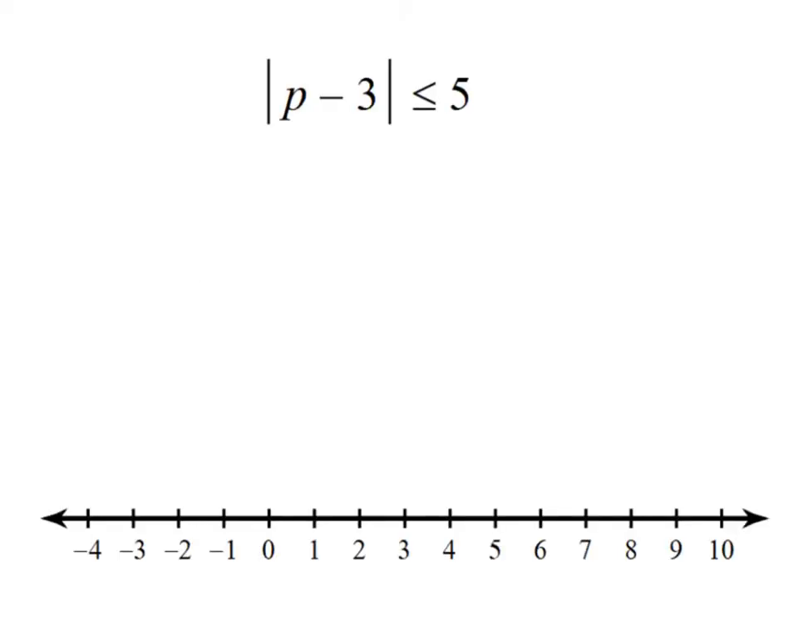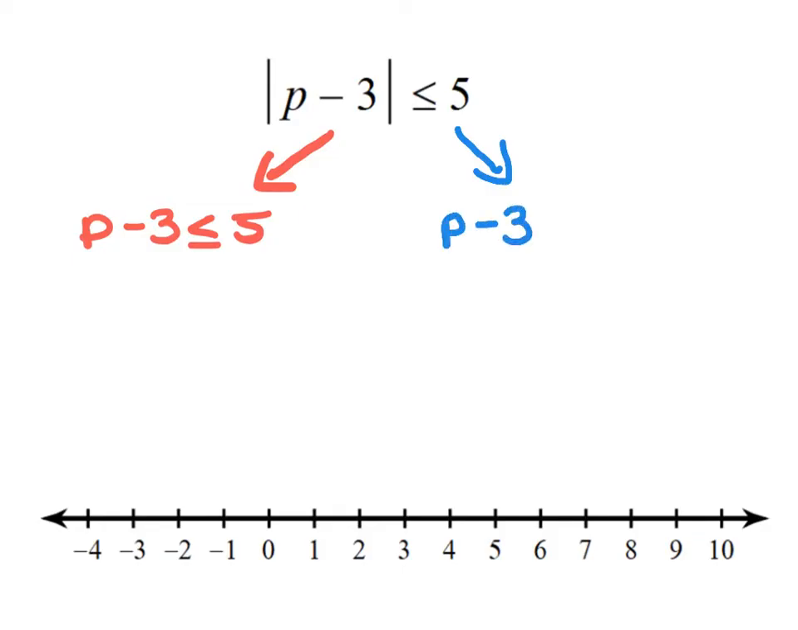In this example, we're given the inequality, the absolute value of p minus 3 is less than or equal to 5. Now our two different inequalities, one will be the exact inequality without the absolute value bars. So we have p minus 3 is less than or equal to 5. And for the other one, we're going to take the absolute value bars and get rid of them. So it's p minus 3. However, now we have to flip the inequality sign and make the number negative.